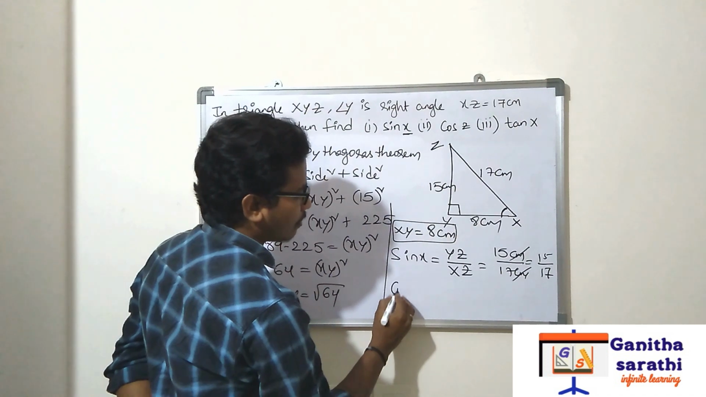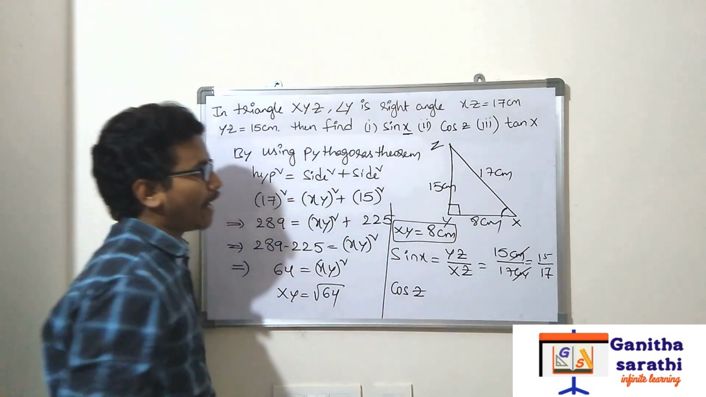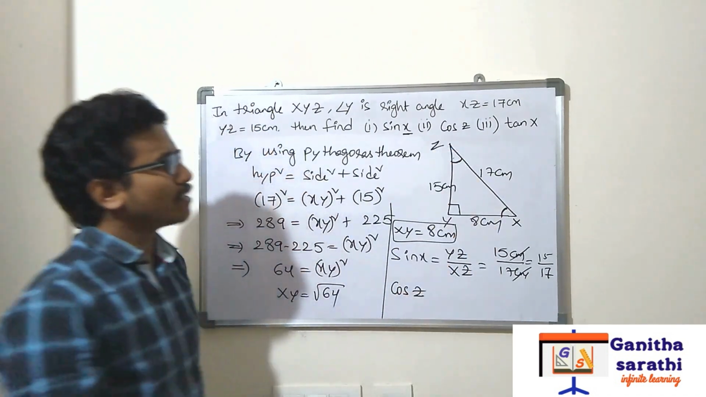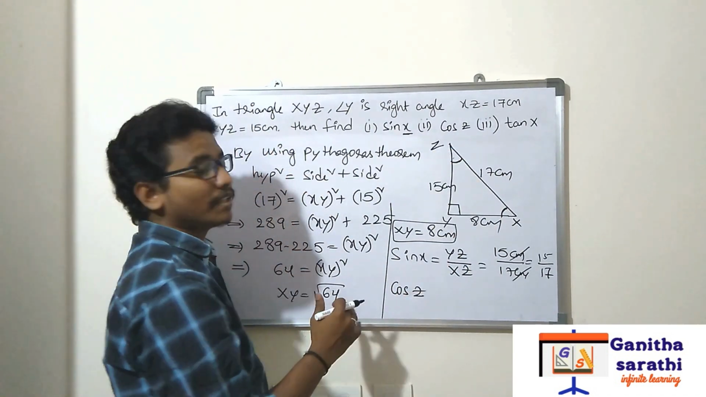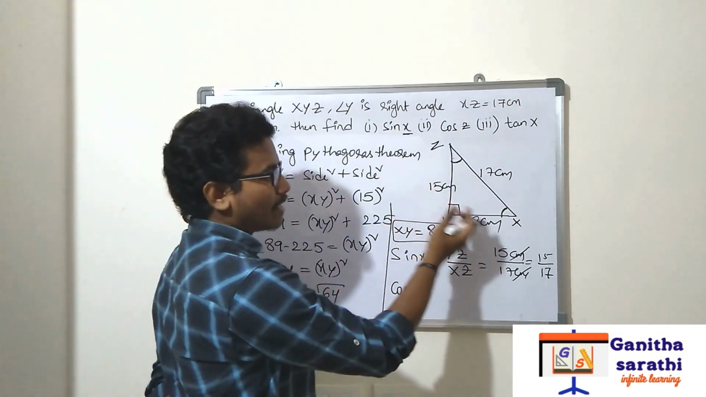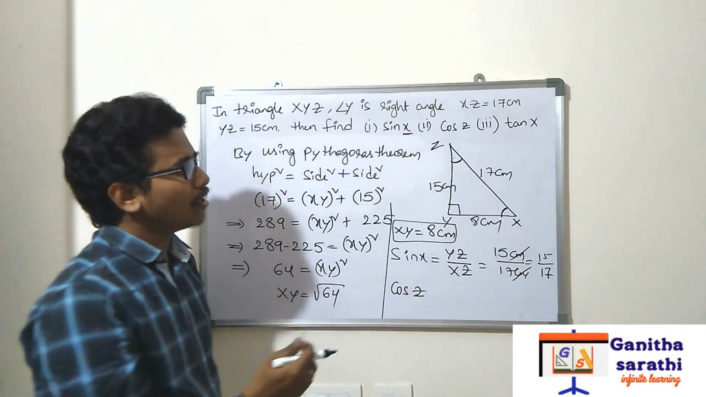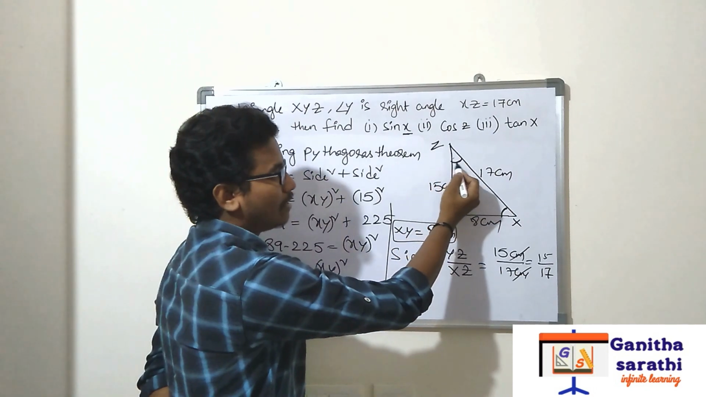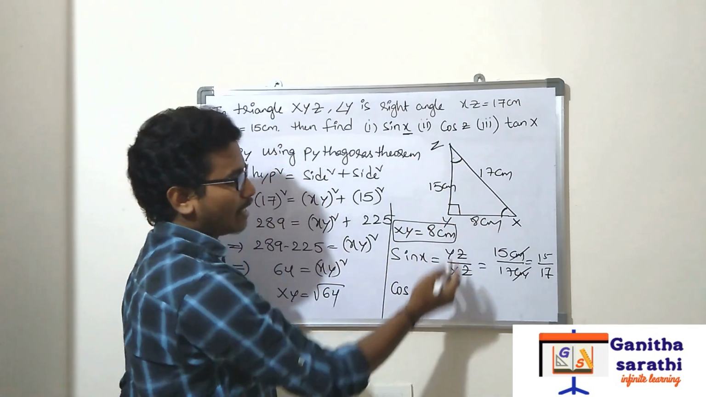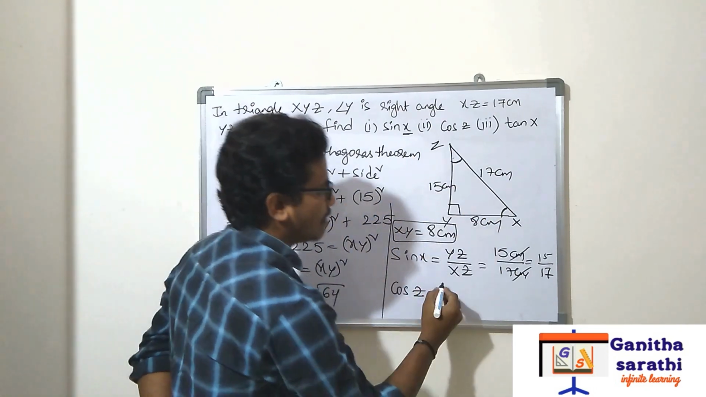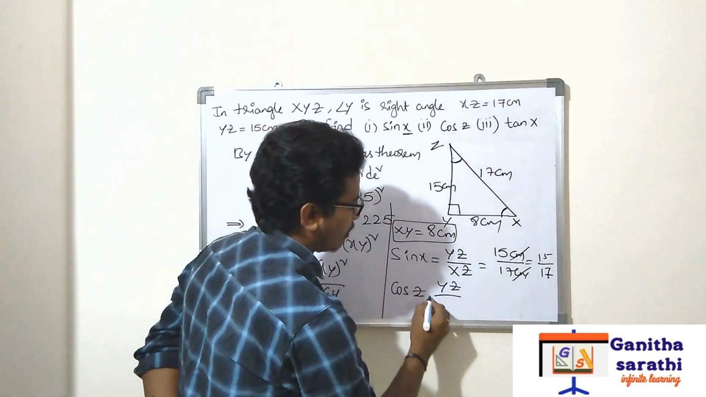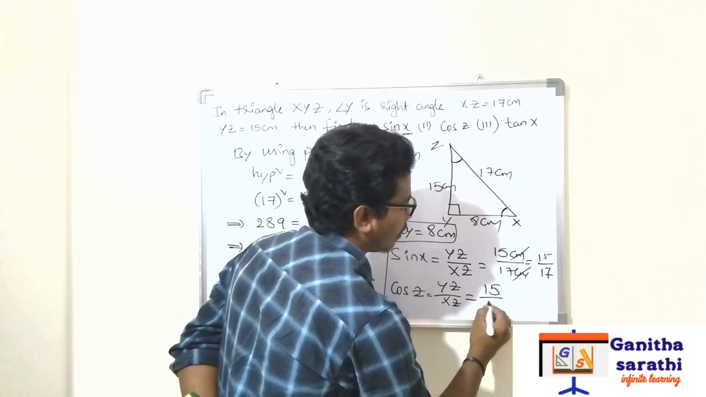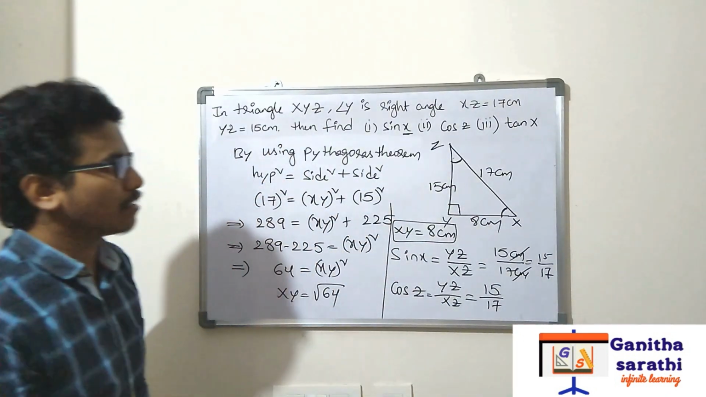Next what we have to find? Cos Z. Now the angle is changed, right? What is the value? Cos Z. What is cos theta formula? Cos theta is equal to adjacent side by hypotenuse. So for angle Z, what is the adjacent side? Adjacent side is YZ, right? YZ by XZ. So here also you will get what? Same 15 by 17.